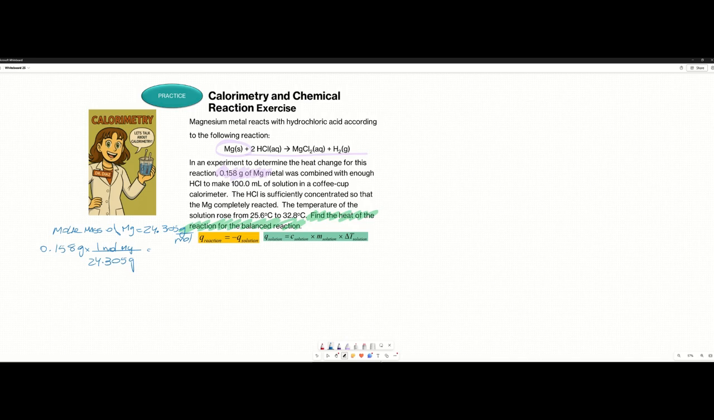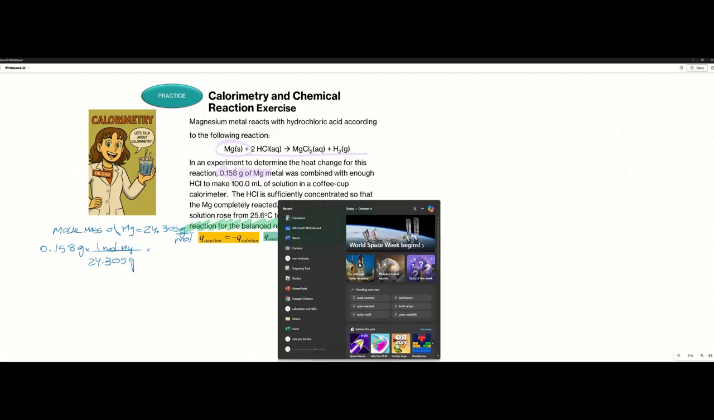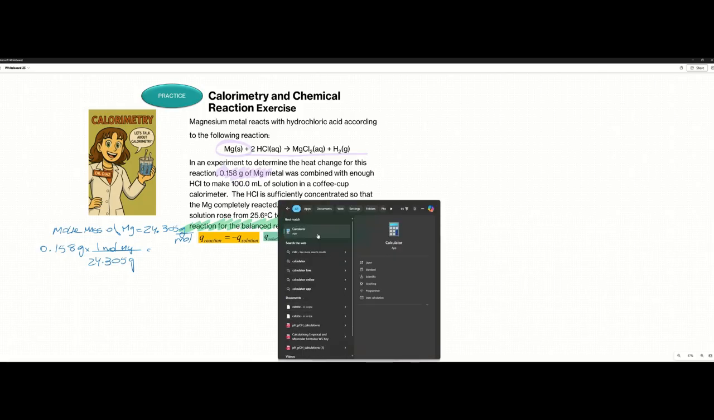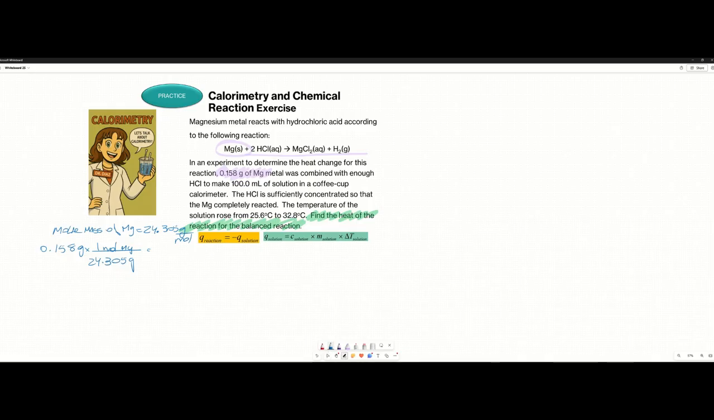So I'm gonna have, let me get my calculator here. In just 1 second. I don't know if you can see my calculator. So I'm gonna have 0.158, and you're gonna divide by 24.305, and you're gonna have a very small number, right? This is 0.0065 moles of magnesium.